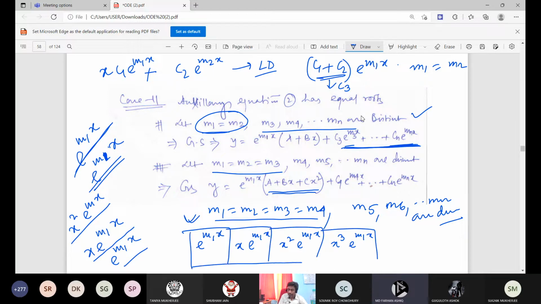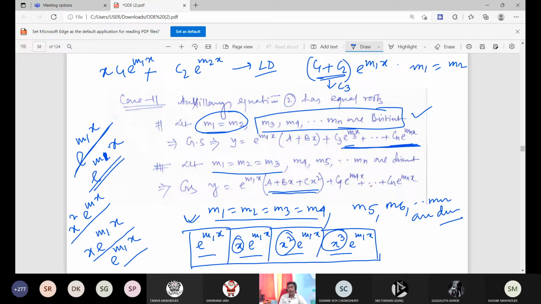Take the linear combination to get the contribution from the part where the roots are equal, and the rest as it is. The rest as it is means, if the other roots are distinct, that can be considered as it is, that we have discussed in the last class. So you might have a question now: why are these factors being considered here? To make the solutions linearly independent. The idea is to make the solutions linearly independent.